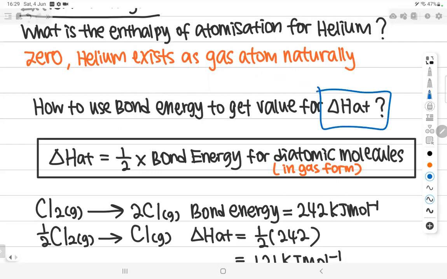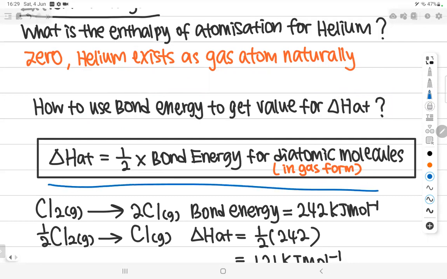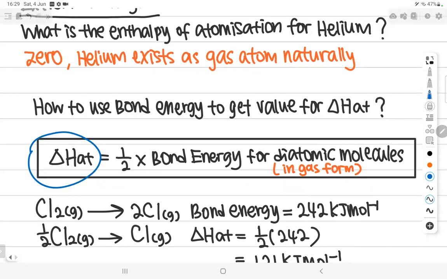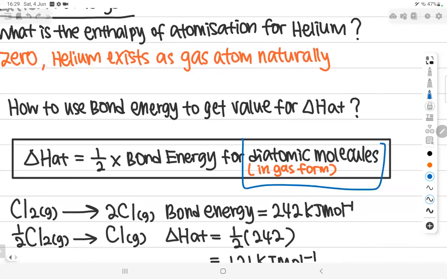No worry, you will see this when we do the calculation later on. So now I teach you a simple concept. This is the formula we use. To find the enthalpy of atomization, you just take the bond energy and multiply by half. That's it. This only works if and only if you have a diatomic molecule. If you're given a molecule that has two atoms, only then can you use this concept.